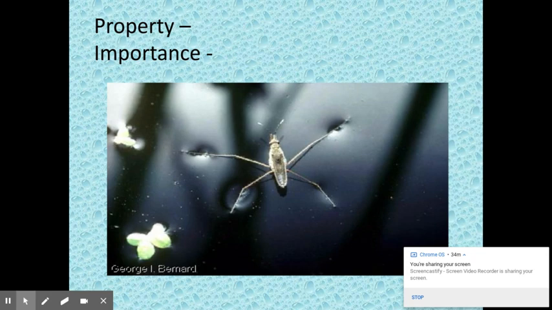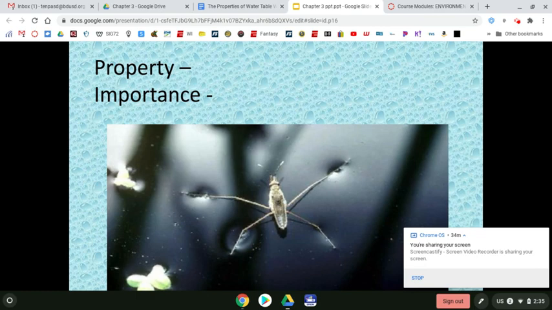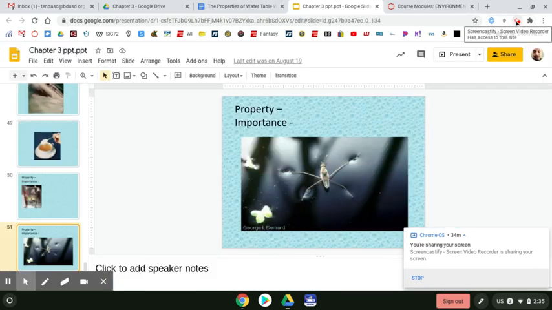And then here we have water's surface tension again, which is a property of cohesion, allowing that insect to live on the surface. And with that, that's it for that water presentation. So that's your chapter 3 lecture. Feel free to break that up.